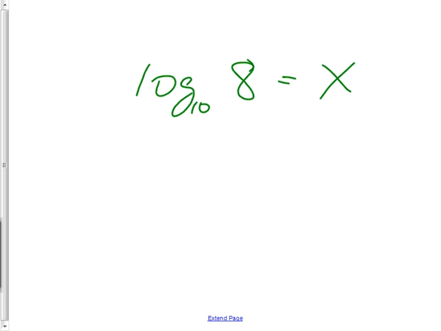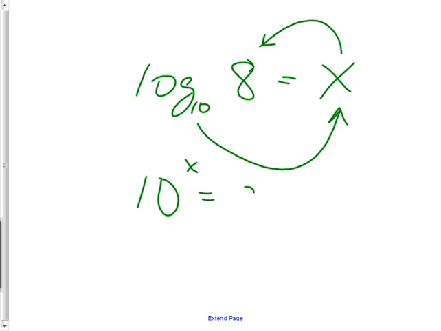That rewriting thing is the most important thing about logs. So this would be 10 to the x equals 8. So which form's easier to use? That form's easier because it can go into a calculator. That form can't go in the calculator.